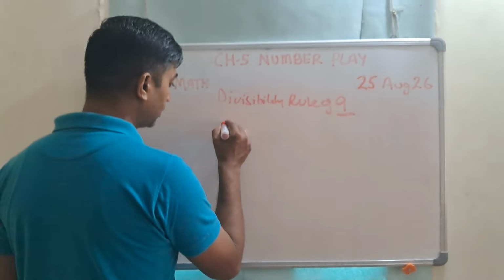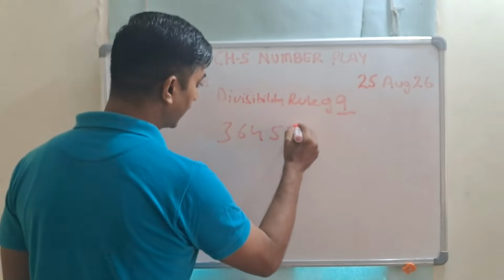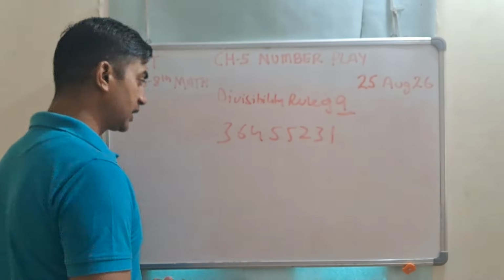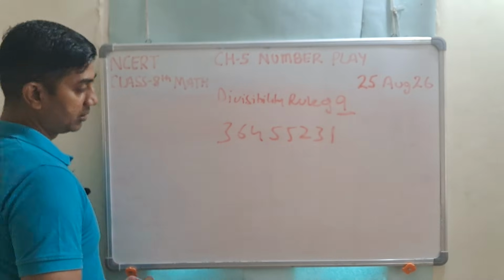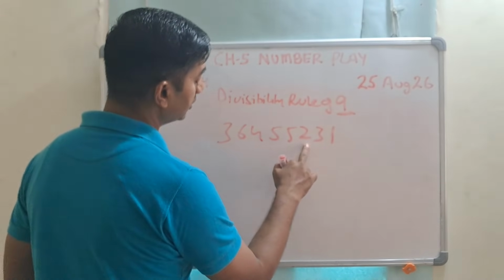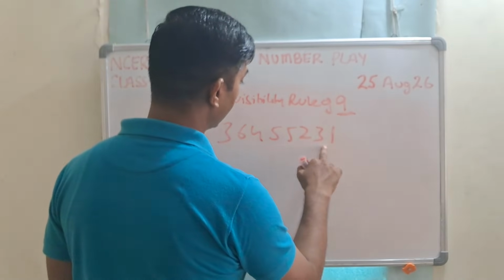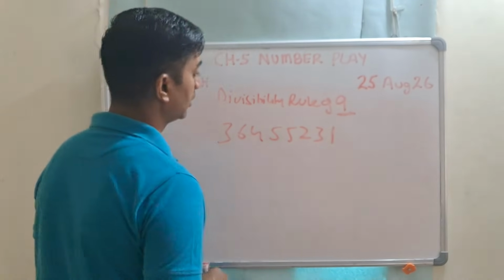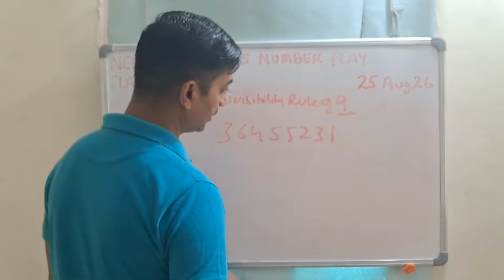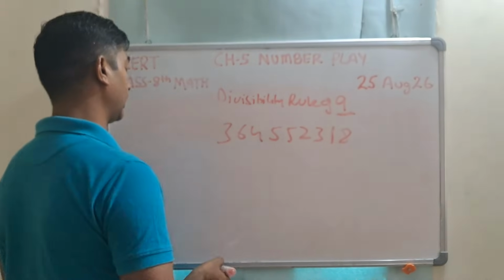If we write any number, 3 6 4 1 5 2 3 5 5 2 3 1, I don't know whether this number is divisible by 9, but we can check: 6 plus 3 is 9, 4 plus 5 is 9, 5 plus 2 is 7, 7 plus 4 is 11. Understood? So 11 is not divisible by 9. 11 plus 8, if we write 8 here, then is this number divisible by 9?